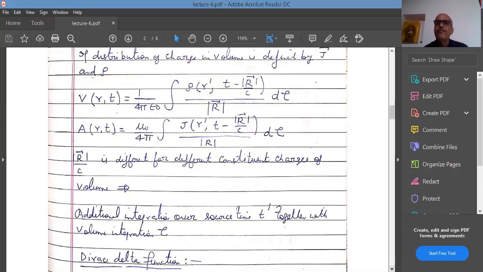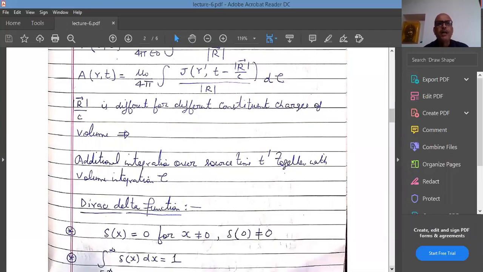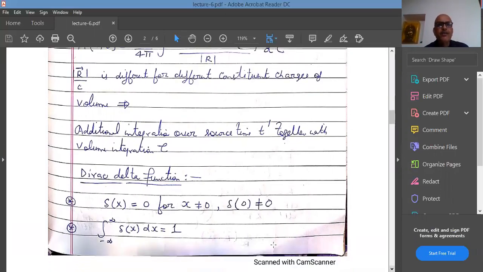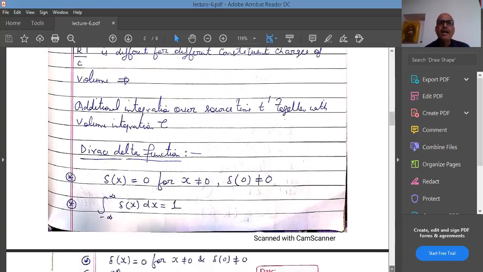First I will write down the four properties of the delta function. You all know the delta function very well. You must have read it in mathematical physics last year. The first is that delta of x is 0 if x is non-zero. Delta at x equal to 0 is non-zero, but delta of x is 0 for x not equal to 0. So you have to understand. The other is the integral from minus infinity to infinity of delta(x) dx is equal to 1. That is another very important property of the Dirac delta function.